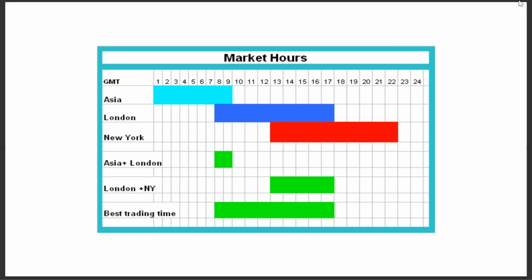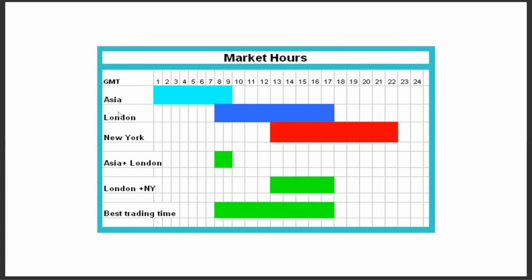All right. So we begin with the Asian session. Now I am using GMT here. All right, GMT. So wherever you are, you can actually use your time zone to actually correlate with this GMT here. So the Asia opens from 1 a.m. to 9 a.m. GMT. London opens from 8 a.m. to 5 p.m. And then New York opens from 1 p.m. to 10 p.m.